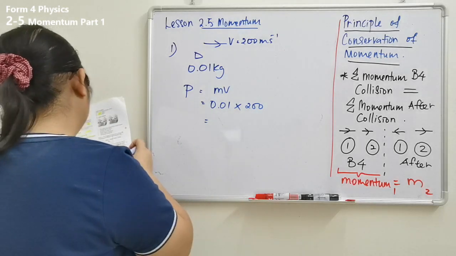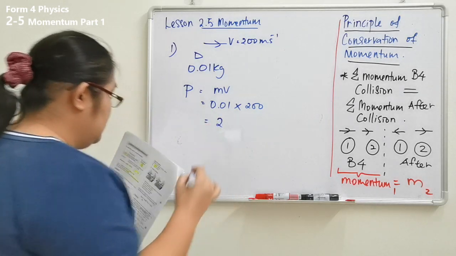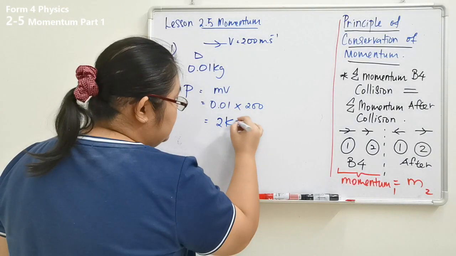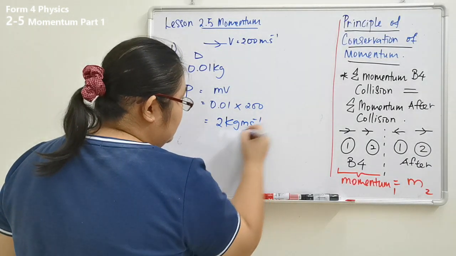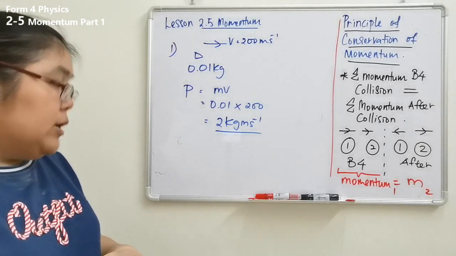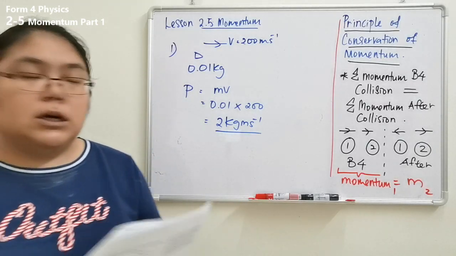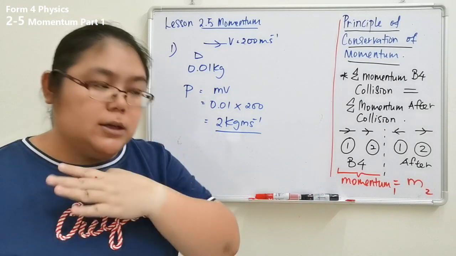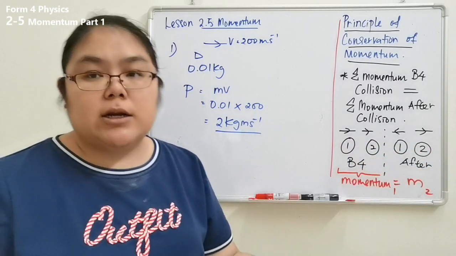So the final answer, when you get it, is 2. Okay, don't forget the unit. The unit is kg m s^-1. So this one is the unit and also the answer for the momentum. This question doesn't have any opposite direction because you just have one object. It just moves. We don't have another object.